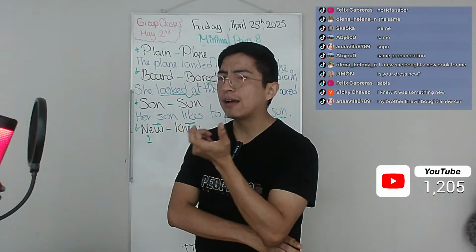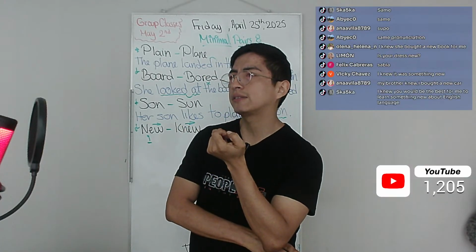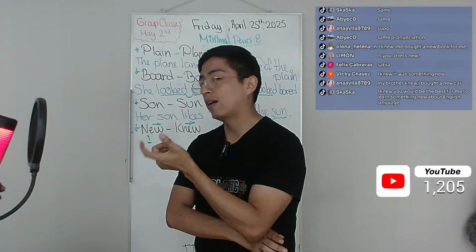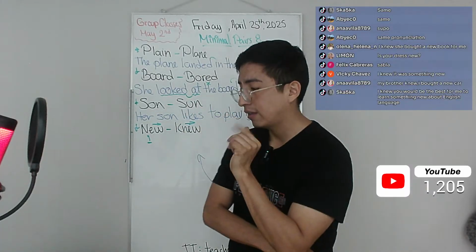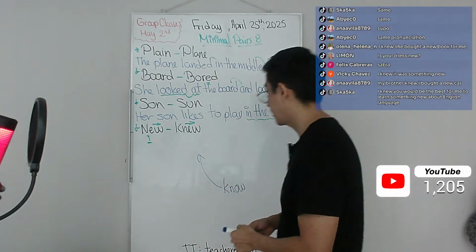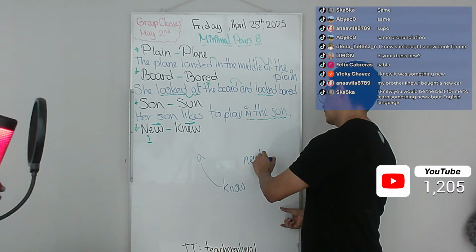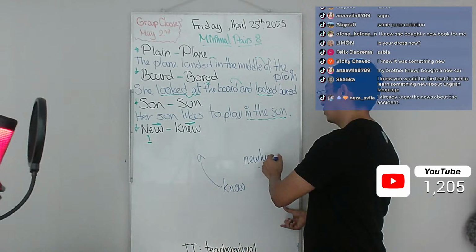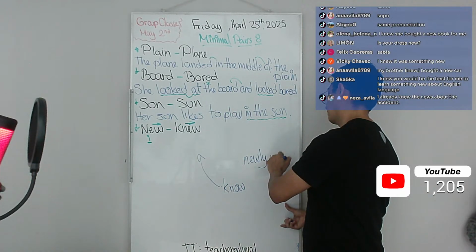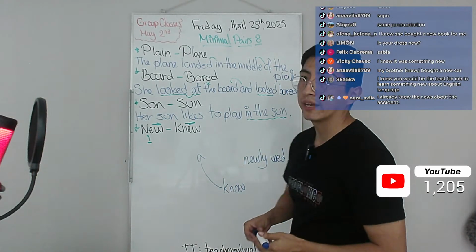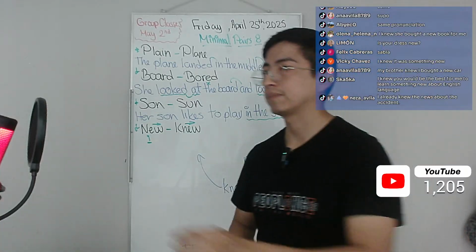And we also have some, in this case, nouns that are similar. Okay, for example, we have. Okay, what do you think? Newlywed, newlywed.